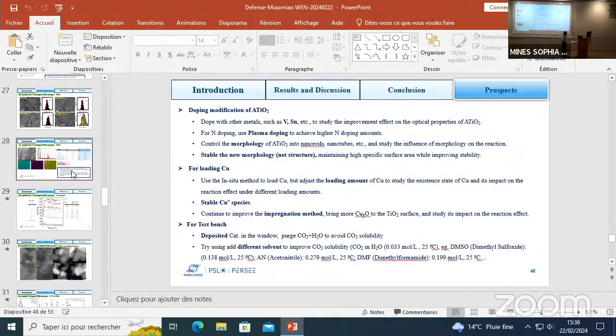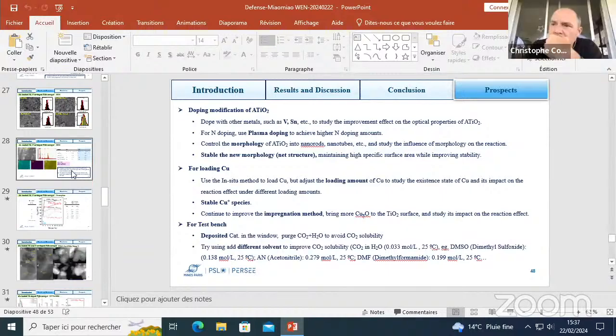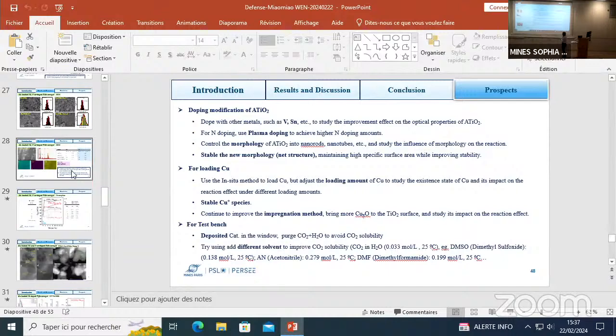For niobium, there are two reasons I chose it. One is from previous work, so we already have a base for doing this. We know we can dope quite a high concentration. The second is that niobium has an ionic radius close to titanium, which means it's easier to achieve substitution doping. That way it may be easier to modify the CB.